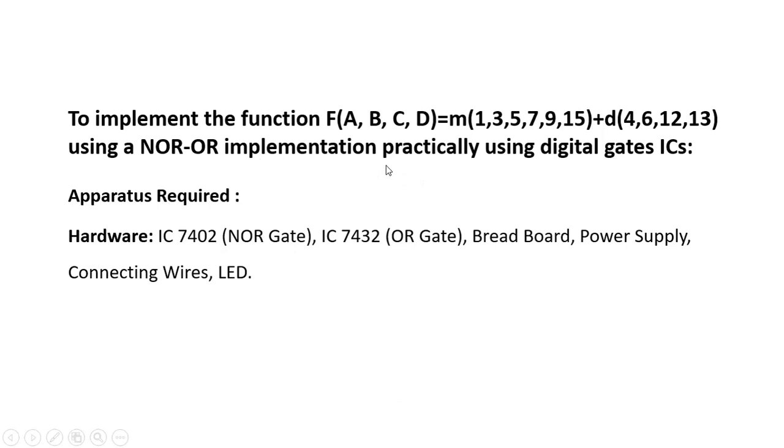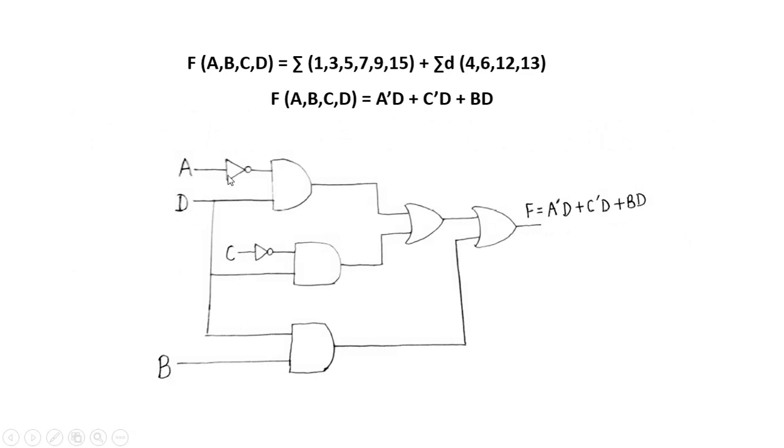Now coming to the implementation part, we have to implement this function using NOR OR implementation using digital IC gates. We require some hardware. So we will require ICs of NOR gate and OR gate, 7402 NOR gate IC, 7432 OR gate IC, then a breadboard to implement the circuit, power supply, connecting wires for making connections and an LED to show the status of output.